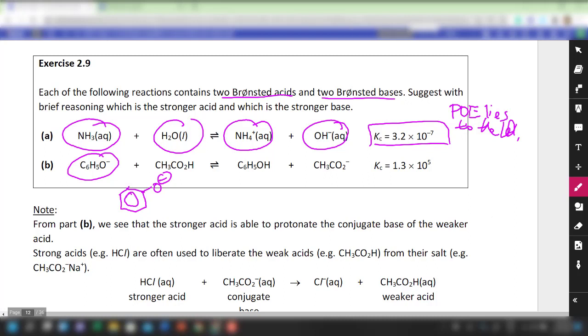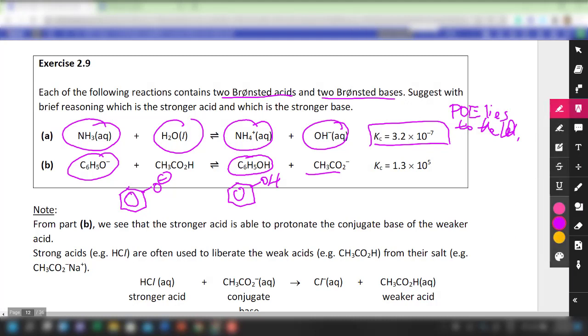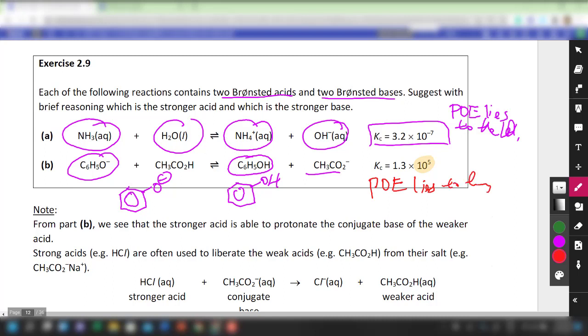In the course of the reaction, I get phenol. Phenol looks like this, and then ethanoate. You notice that the value of Kc is in the magnitude of 10 to the power minus 5. So that means that POE, position of equilibrium, lies to the right. If the position of equilibrium lies to the right, that is actually telling you that phenoxide is a stronger base as compared to ethanoate, and ethanoic acid is a stronger acid as compared to phenol.